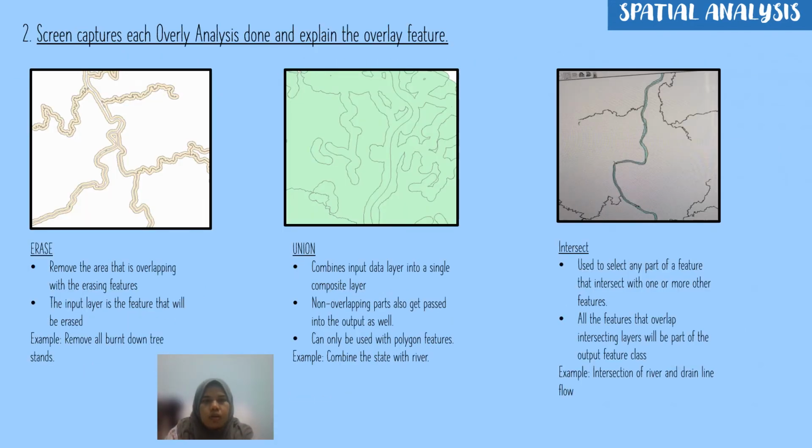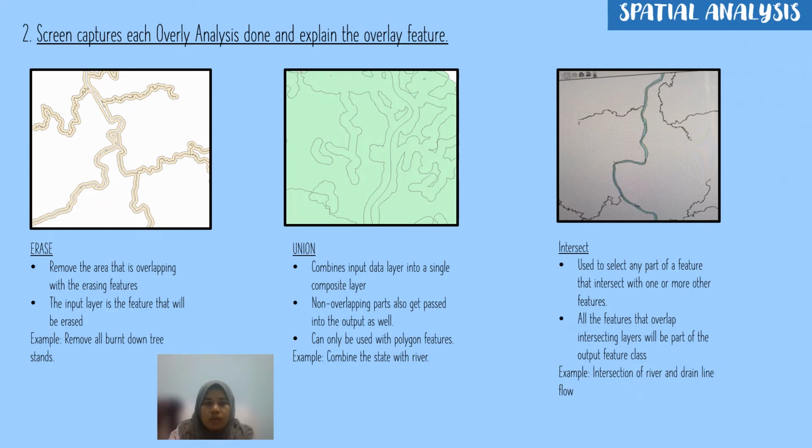Okay, for the second question, screen capture each overlay analysis done and explain the overlay features. The first feature is erase. It removes the area that overlaps with the erasing features, and the input layer is the features that will be erased. For example, remove all burned down tree stand.